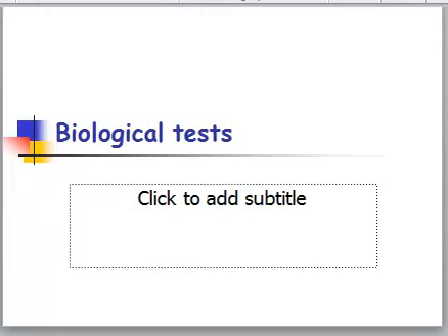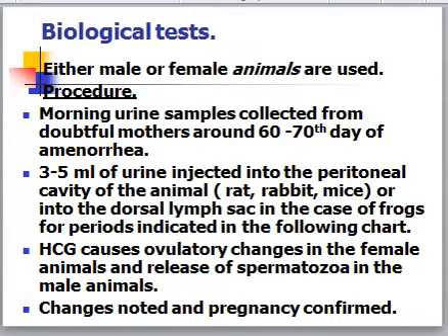Now we are going to see what a biological test is. There are different types of tests: the Aschheim-Zondek test, the Hogben test, the Galli Mainini test, the Friedman test, and the Kupperman test. These tests come under the biological tests. Either male or female animals are used for taking this biological test.